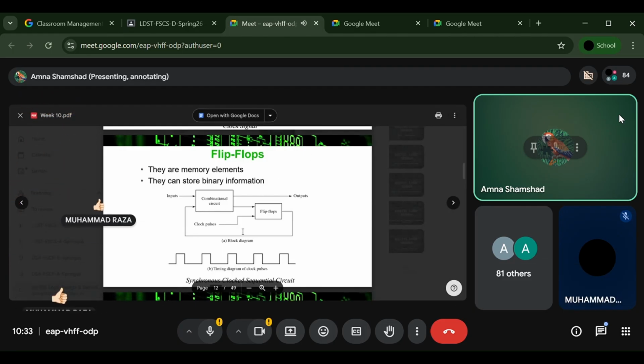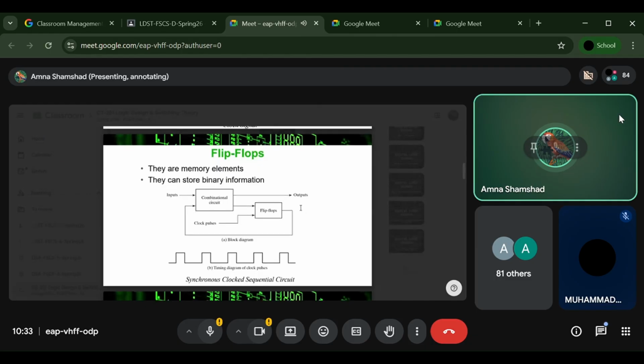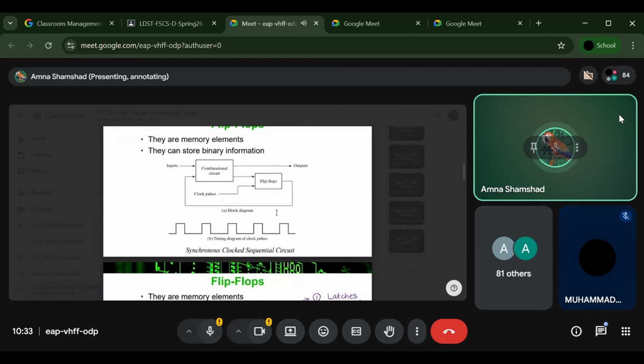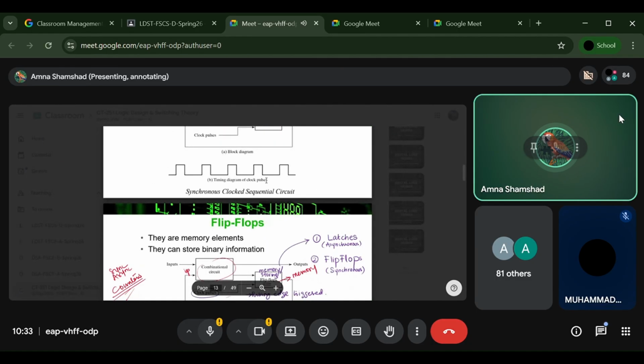So again, a quick recap of flip-flops. Memory elements store binary information, that we have discussed.